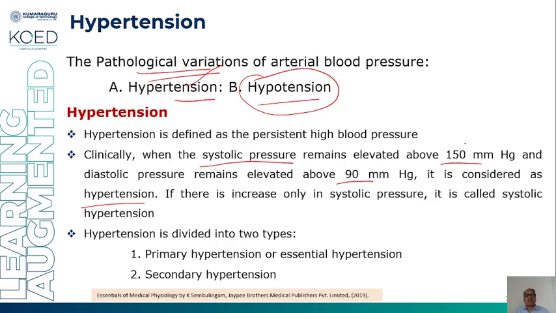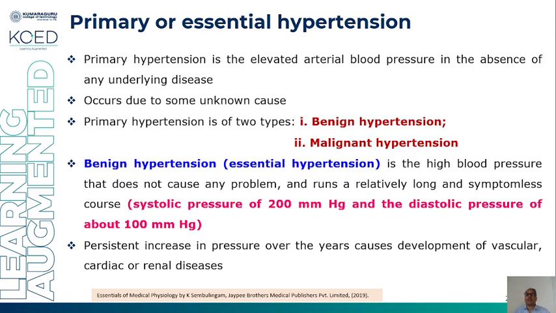If there is an increase only in systole, 150 mmHg, 160 mmHg, 180 mmHg, whereas the diastolic pressure remains the same at 80, then this type of pressure is termed systolic hypertension. Systolic hypertension means an increase only in systolic pressure. There are two types of hypertension: primary or essential hypertension, and secondary hypertension.